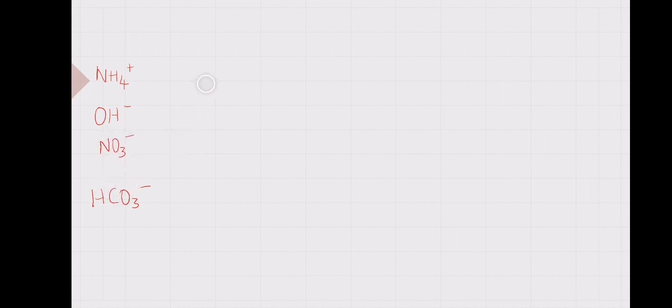Now coming to carbonate. Carbonate is CO3. It has a charge of 2 minus. Sulfite is SO3 and it also has a charge of 2 minus. Sulfate is SO4 2 minus. Both sulfite and sulfate have 2 minus charge. Whereas phosphate, PO4, has a charge of 3 minus. That's all regarding valency of polyatomic ions.